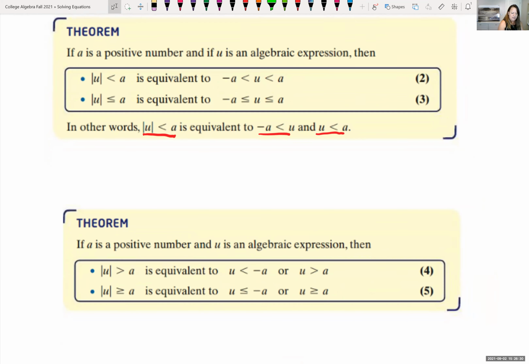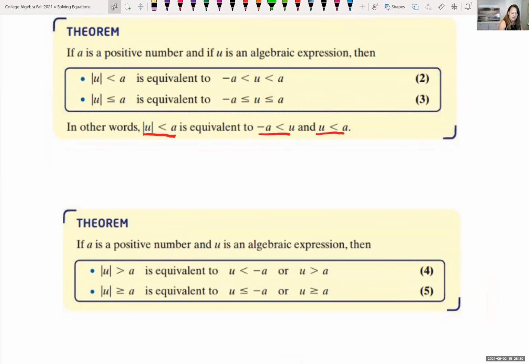If your inequality was greater than, we saw that to drop the absolute value, you're going to set it less than the negative of the other side, or you're going to have it greater than A. The equal sign is almost identical with the inequality. You just add it to the inequality piece.